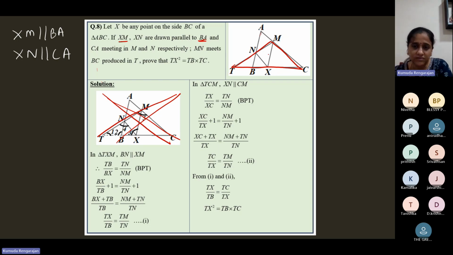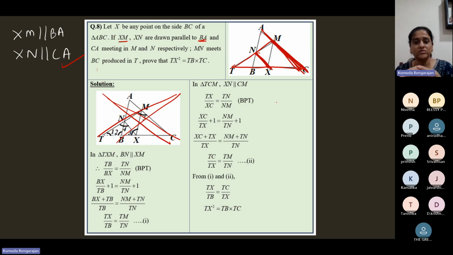Here, which are the parallel lines? XN is parallel to AC. But you don't have AC in the triangle. It's okay. You have MC, which is a part of AC. XN is parallel to CA. We don't have CA in this triangle, but that's okay. We have MC, which is a part of CA. So we're using the second set of parallel lines, XN parallel to CM, using this triangle TMC.